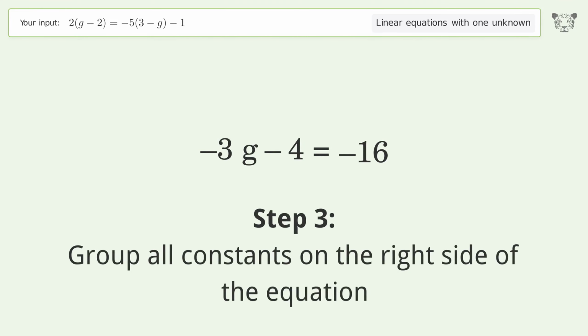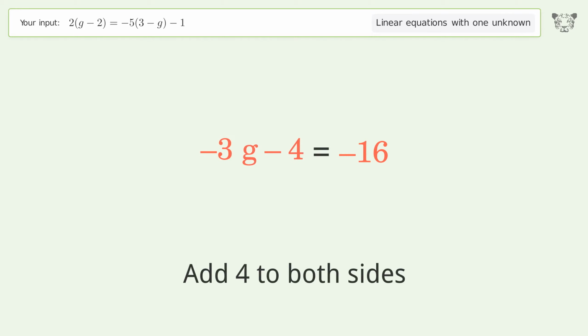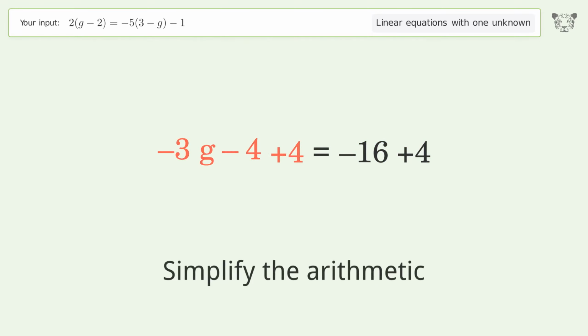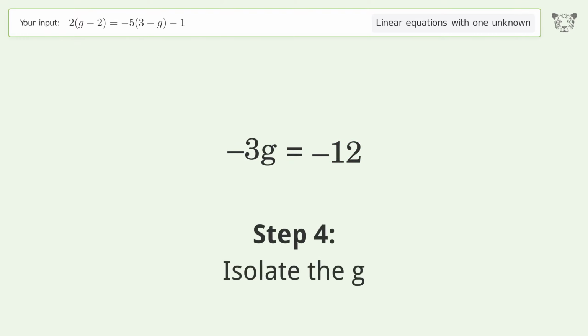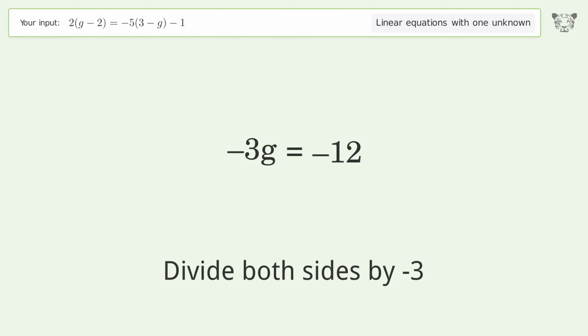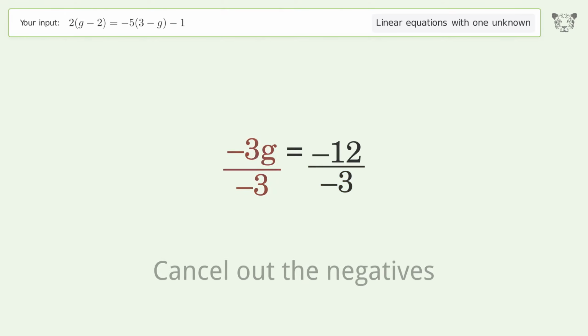Group all constants on the right side of the equation. Add 4 to both sides. Simplify the arithmetic. Isolate the g. Divide both sides by -3. Cancel out the negatives.